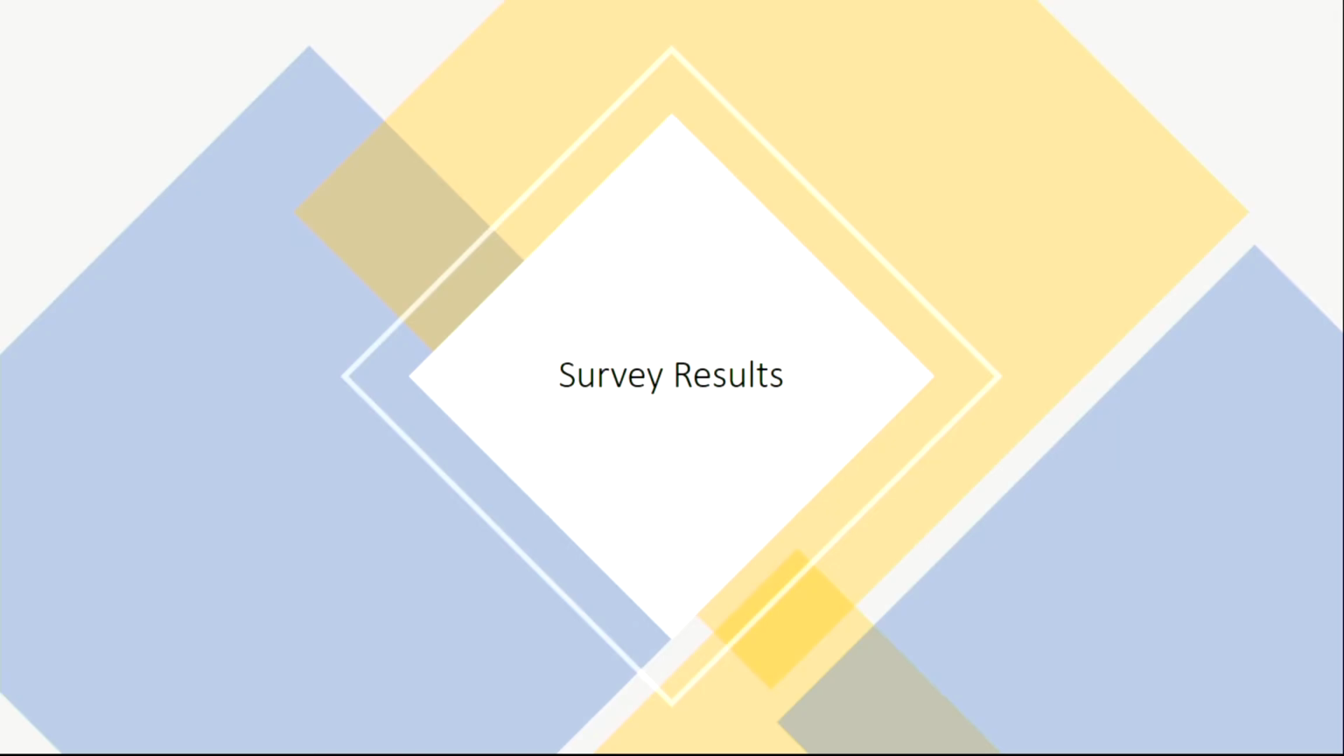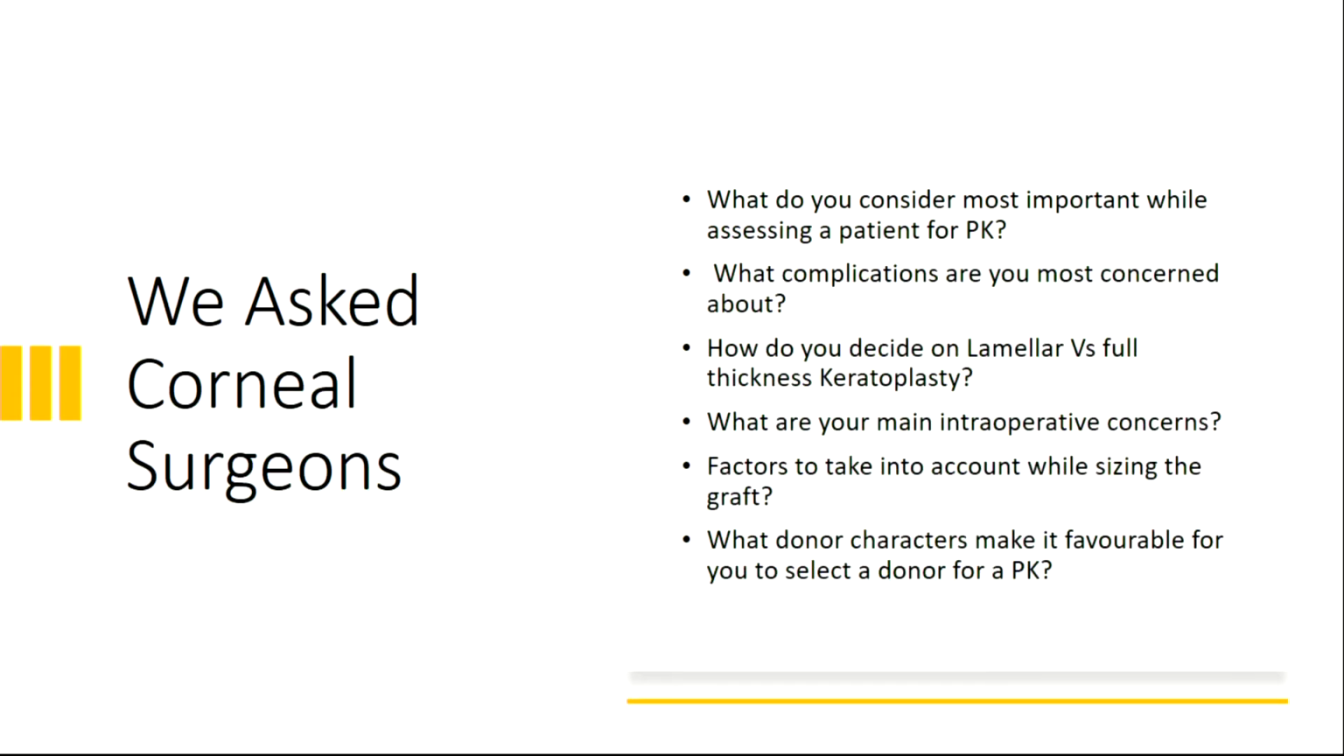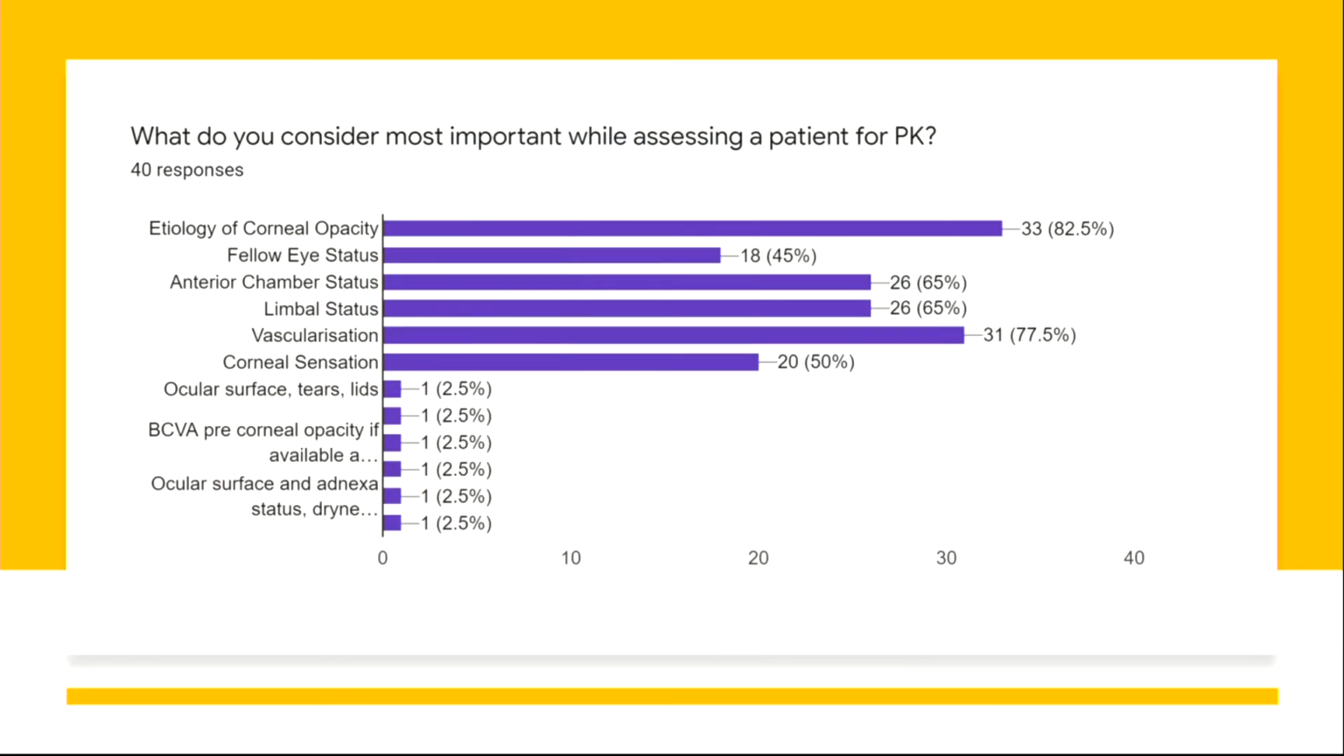We took a small survey with corneal surgeons across the country, and we asked these surgeons the following questions, and we have a few results, and I would like to share those with you, and because these results are quite telling as to what all we need to look at. So when asked what do you consider most important while assessing a patient for PK, the most common response was etiology of corneal opacity.